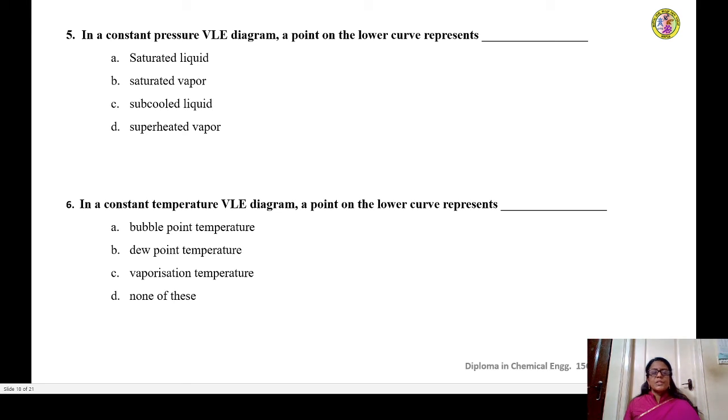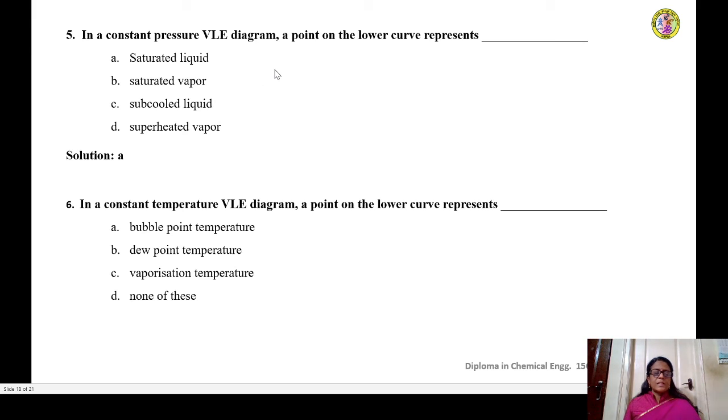In a constant pressure VLE diagram, the lower curve represents the bubble point curve. Bubble point is the temperature at which the first bubble of vapor is formed. So that means it is the liquid phase representing on the lower curve. So saturated liquid is the right option.